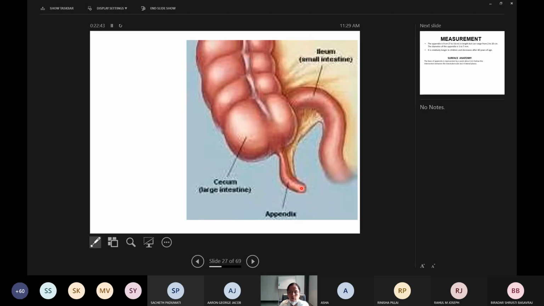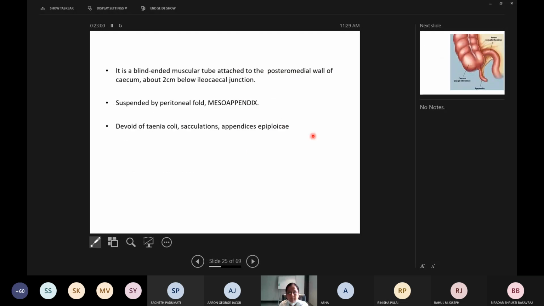So you can see there are no haustrations, there are no appendices epiploicae, and there are no Taenia coli. This is the triangular fold of the peritoneum which is called the mesoappendix, by which the appendix is suspended. So this is the mesoappendix.